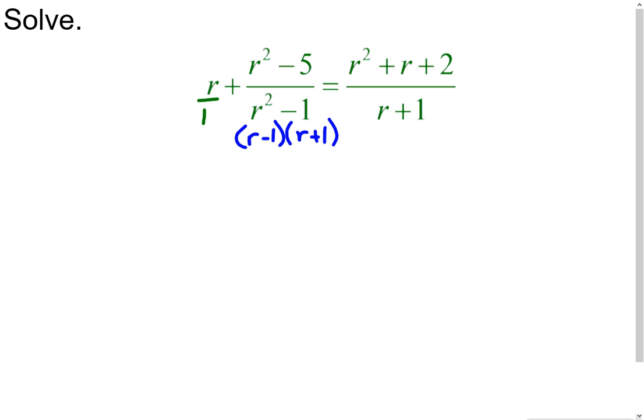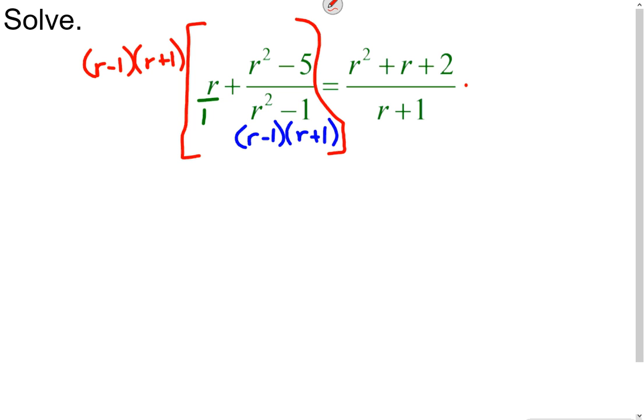Therefore, like I said, r minus 1, r plus 1 is our common denominator that we're going to multiply the left side by. That's my bracket there. And then we're going to have to multiply this side by r minus 1, r plus 1 as well.